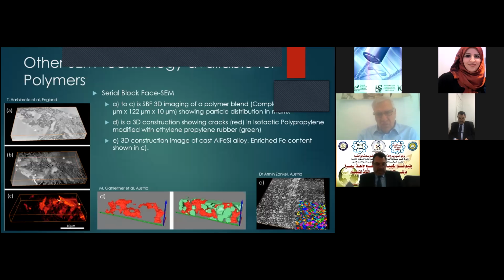And then E, the final one, is a 3D construction image of a cast aluminium, iron, silicon alloy, and it's enriched with iron as well. And you can see that they are overlaying it with color, so you can identify the various components and how they are interacting with each other. Yeah. So they're also including EDX and mapping and combining these types of analysis to get a very detailed image.